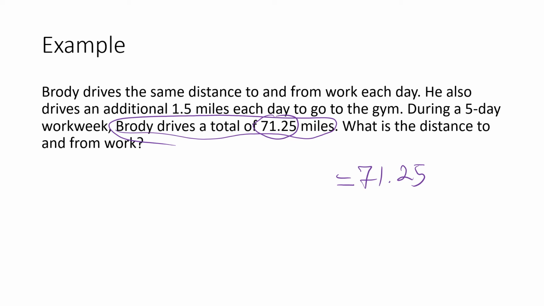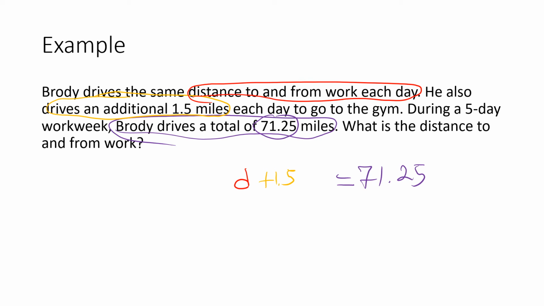Okay, well, we can deal with that. Additional is going to be a plus. So that is plus 1.5, and we're going to be adding that to whatever he does every day. We don't know what he does every day, so we need a variable now. Let's use D for that distance to and from work each day. We don't know what that is, but we know that D plus 1.5 is what he drives every day during the week.